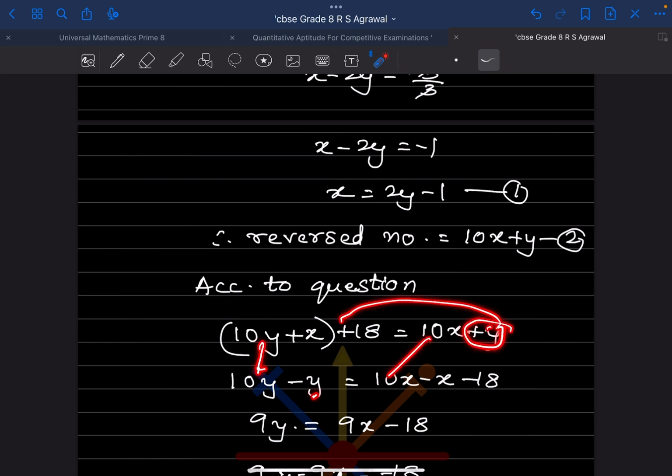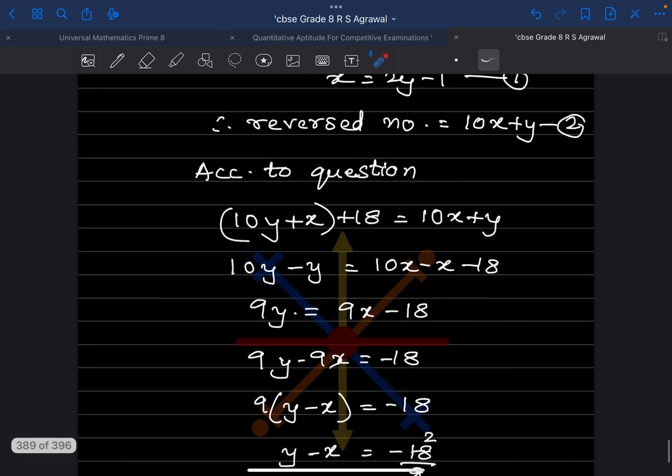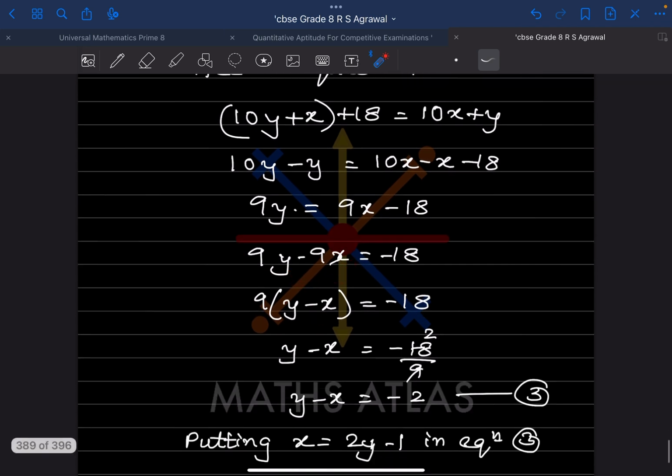So this is 10x, and plus x will become minus x, and this part is going to be minus 18. So what will be here? 9y. This will be 9x minus 18. So 9y, if you bring this on this side, that is going to be minus 9x and this is minus 18. Now if we take 9 common from here, what remains in the bracket is y minus x, which is minus 18. So this y minus x will be minus 18, divided by 9, so that is going to be minus 2.